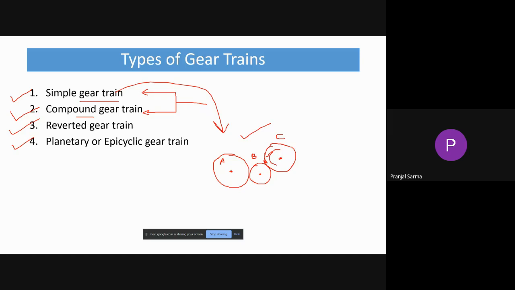Now let's consider on this particular shaft we had gear D, and this gear D is in mesh with, suppose, gear E. Now, what is this gear train? What about this now?